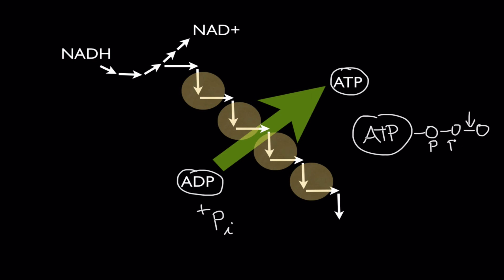So it's the phosphate group, a phosphate group. The energy holding the last one on, which we just put on here, that energy is coming from these electrons that are falling downhill through the electron transport chain.